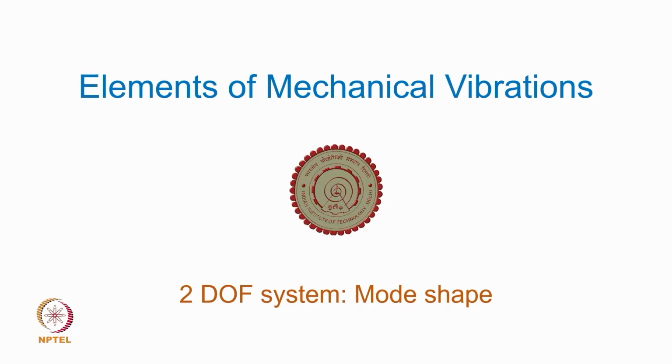Hello and welcome to this lecture of the course elements of mechanical vibrations. Last time we started with a typical 2 degree of freedom system and derived governing equations, discussed the principal motion concept and derived the expressions for the natural frequency. In today's lecture we continue our discussion and in particular we will be focusing on the concept of mode shape.